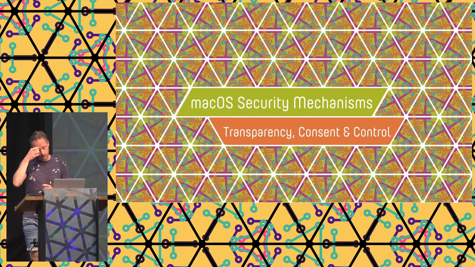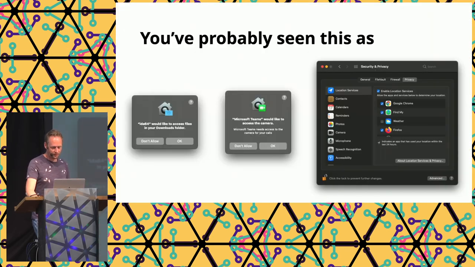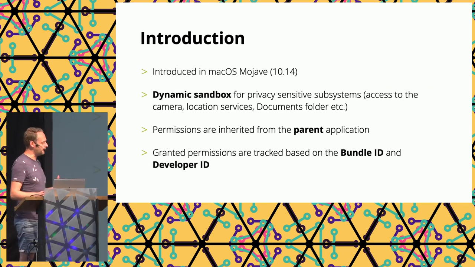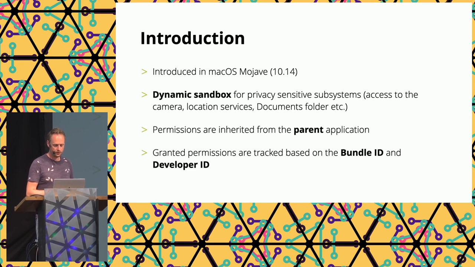Relatively new or unknown is TCC, Transparency, Consent, and Control. Those are the pop-ups you might have seen, like this application wants access to your downloads folder or to your camera, etc. It was introduced in Mojave, and it's like a dynamic sandbox for privacy-sensitive subsystems. The implementation looks at your bundle ID and your developer ID, and if that matches the internal TCC database, the permission is granted. Otherwise, the user will get a pop-up to confirm if they want to allow a certain action or not.